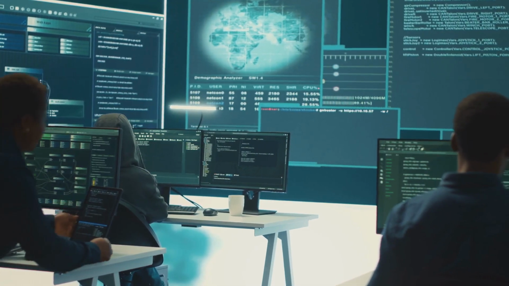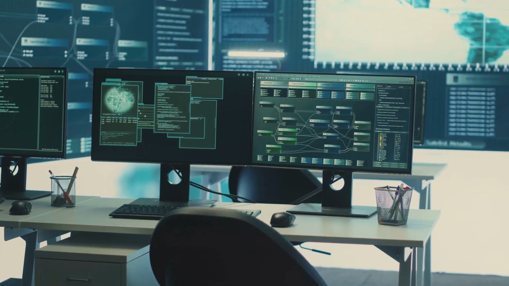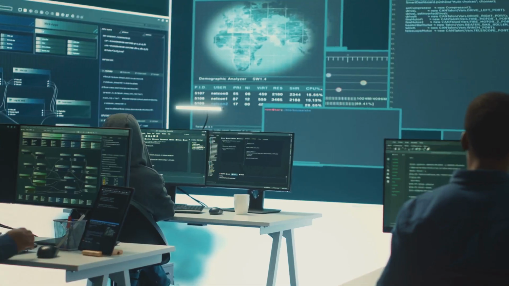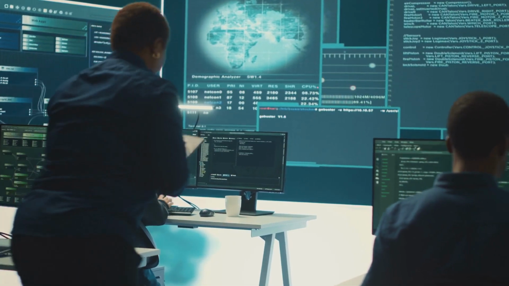Finally, monitor and respond in real time. Use tools like Prometheus and AWS CloudWatch for real-time logging and metrics. Set up alerts and have a clear incident response plan.